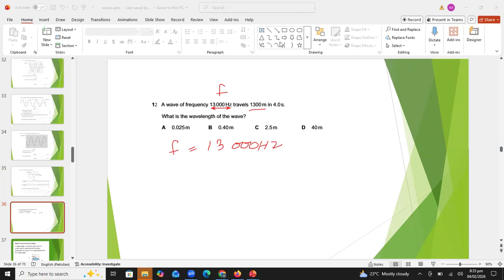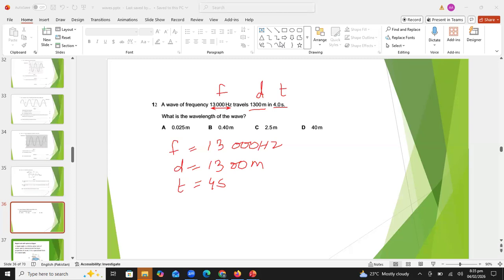It is traveling a distance, which is given as 1300 meter. This is not wavelength, beta. Basically, they are giving us the distance which the wave is traveling in a particular time, that is 4 seconds. Now they are asking to calculate the wavelength of the wave. So we have to calculate the wavelength.